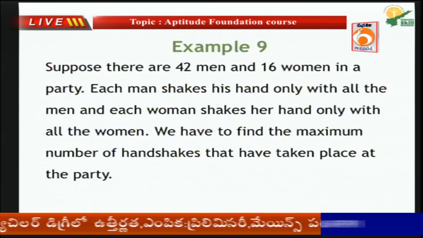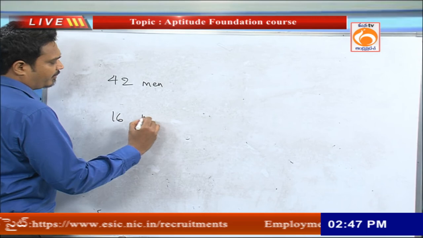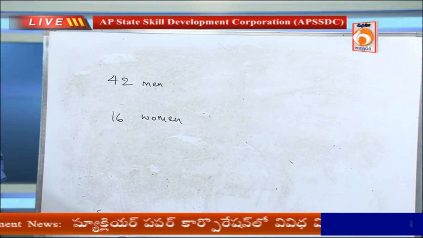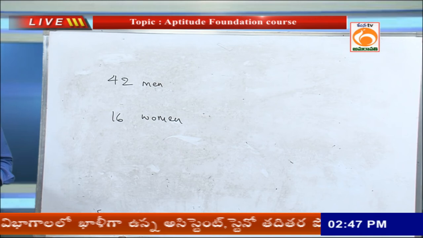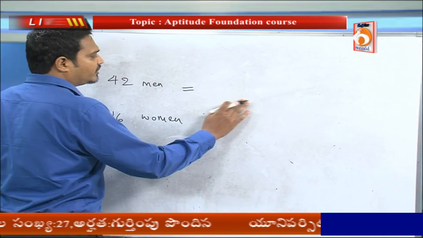So 42 men and 16 women. Correct. Now try to understand, a handshake happens between two people. A handshake definitely happens between two people. A single person cannot give a handshake, so it's not possible. So it's minimum two people and not three. Three people cannot shake hands at the same time. In such case, if it's going to be a handshake, with 42 people, let's understand how many handshakes are going to happen between these 42 men.